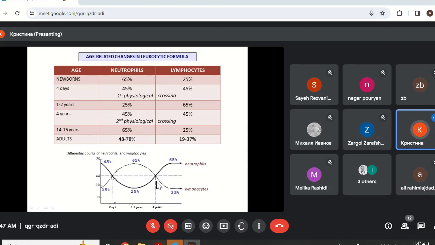At day 4, the amounts of neutrophils and lymphocytes are equal, and next at 1-2 years we have a lower amount of neutrophils and a high amount of lymphocytes. Next at 4 years again we have an equal amount of them, and these points are called the first and second physiological crossing. And by adult age we will have a higher amount of neutrophils, 65%, and a lower amount of lymphocytes, 25%.